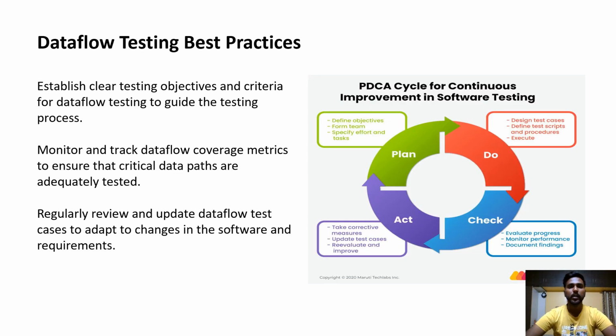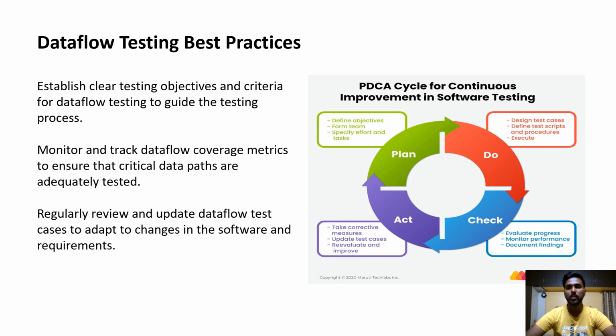Now we'll see about data flow testing best practices. The first point is establish clear testing objectives and criteria for data flow testing to guide the testing process. The next point is monitor and track data flow coverage metrics to ensure the critical data paths are adequately tested. Next point is regularly review and update data flow test cases to adapt to the changes in the software and the requirements.